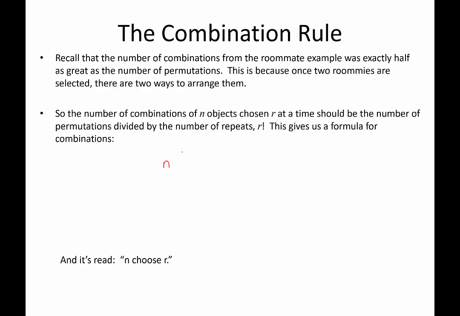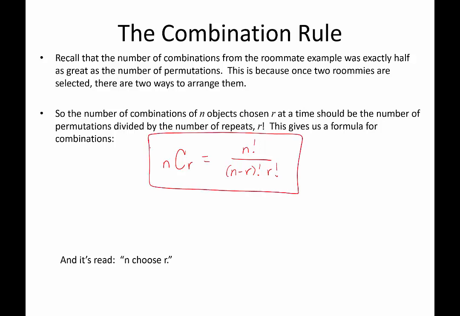We say n choose r, and n choose r is n factorial divided by n minus r factorial. So there you see the permutations. But then we need to divide out the repetition, and the repetition is going to be given by r factorial. So we have an extra factor in the denominator. So this is read n choose r, and the formula is n factorial divided by n minus r factorial times r factorial, all in the denominator.